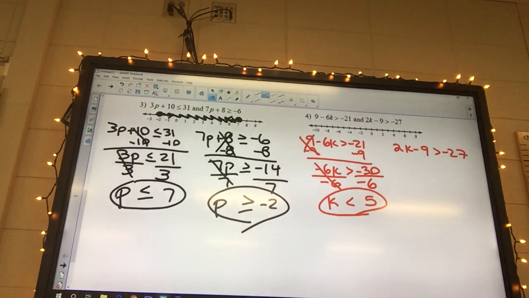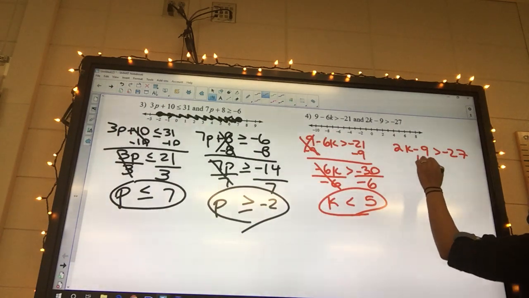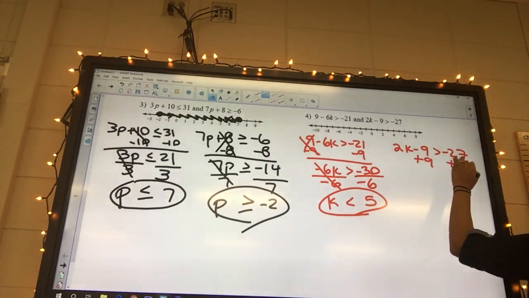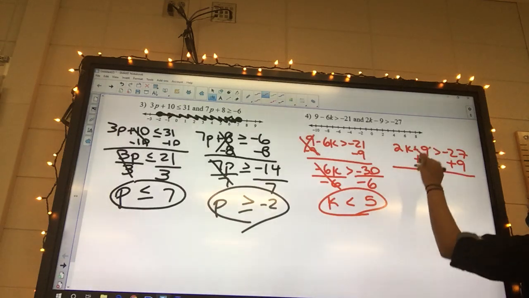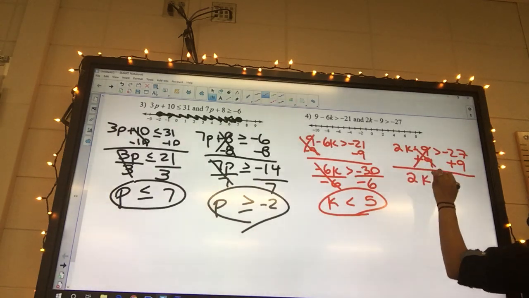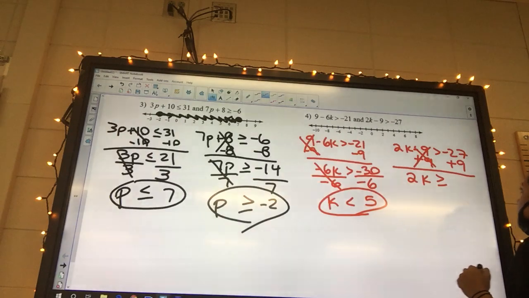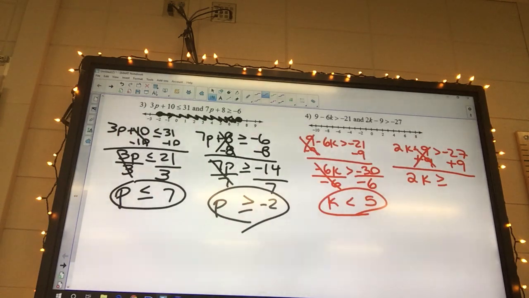Okay, so we look at the 2k minus 9. Who's the kid? The 9. So we're going to say plus 9, plus 9. So I got 2k is greater than or equal to 18. I don't know if that's right. Negative 27 plus 9 is negative 18.